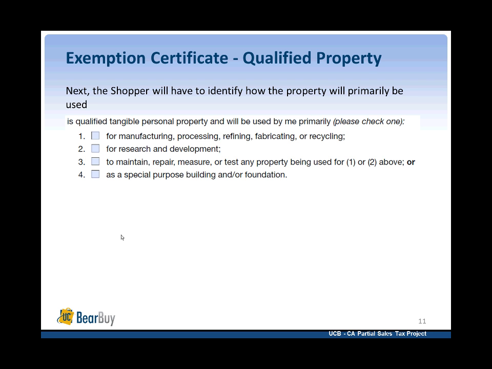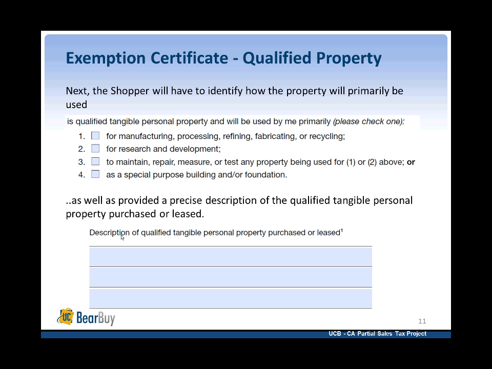After the shopper has identified how the property will be used, they'll need to enter a precise description of the qualified tangible personal property in the section provided. It's really important that the item is described in detail, because if there are any issues with the supplier later on, at least the details of the purchase are recorded on the exemption certificate. There's only a certain amount of space available on the form. If you need additional space, you could always attach it on a separate sheet.